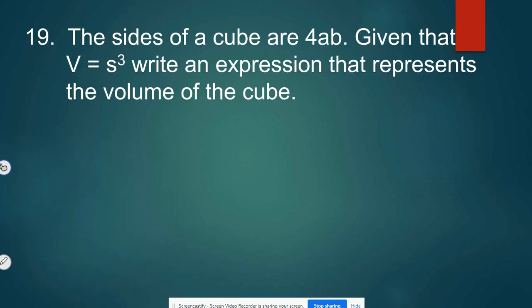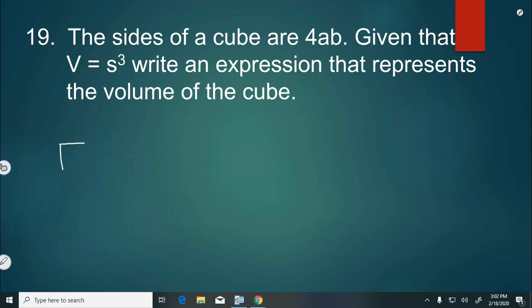Okay, and now 19, the sides of a cube are 4ab. Given that volume equals sides cubed, write an expression that represents the volume of the cube. So a cube is kind of like a three-dimensional square. Looks like this. It tells us all the dimensions are 4ab. So this is 4ab, this is 4ab, and this is 4ab. And I just multiply length times width times height, which is sides cubed in this case. So it's 4ab all cubed for the volume.